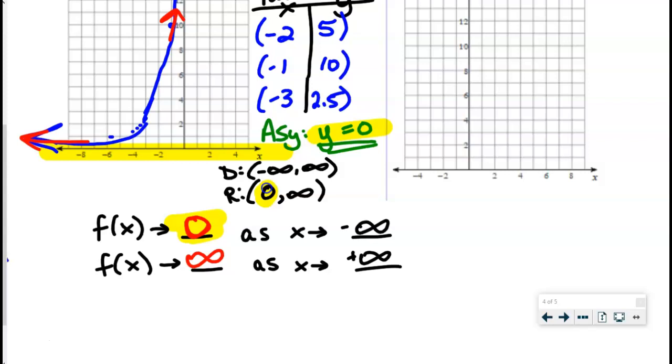All right, I think that's enough examples for you. Go ahead and finish this up. And yes, you will need a graphing calculator to get the table, so if you need access to that, make sure you're coming to see me before or after school.